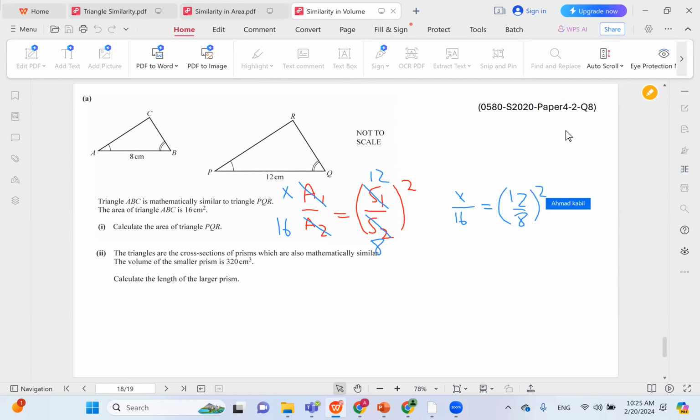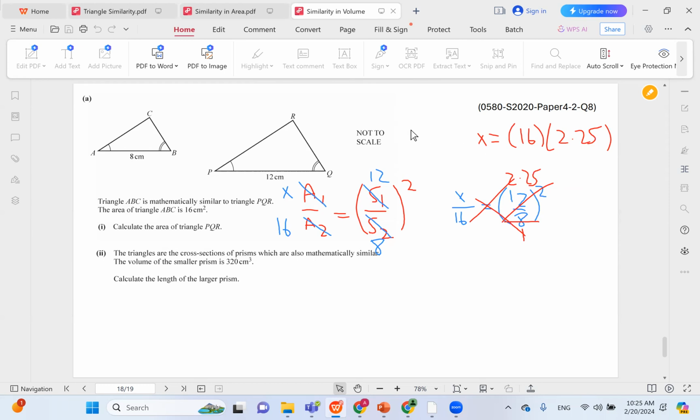We can evaluate the right-hand side on the calculator. You just divide 12 by 8, you get 1.5, square the answer, you get 2.25. So we can do over 1 and cross multiply. X equals 16 times 2.25.